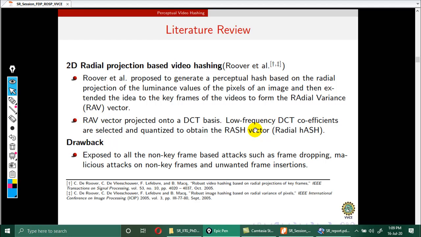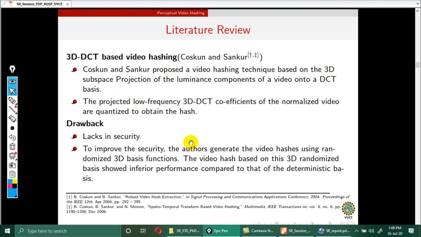What is the drawback of this algorithm? It is exposed to all the non-keyframe based attacks such as frame dropping, malicious attacks on non-keyframes, and unwanted frame insertions. Please remember that they had proposed the method for the image and then they had extended it to the video, and in that video they have only applied it on keyframes and not on all the frames of the video. So that is why it is exposed to all the non-keyframe based attacks. Let us go to the next algorithm.